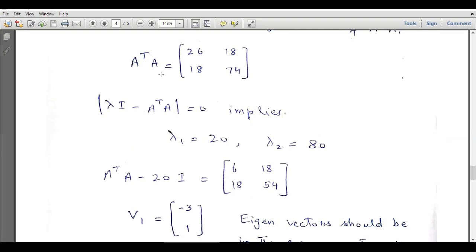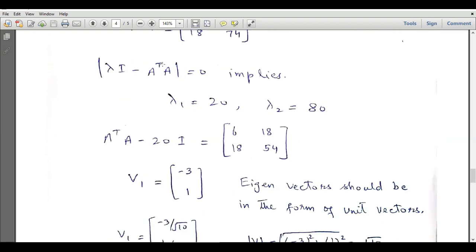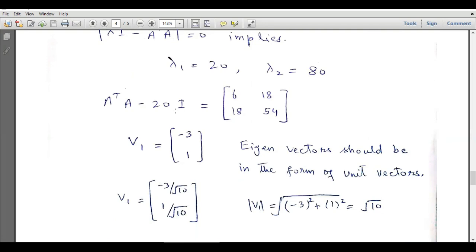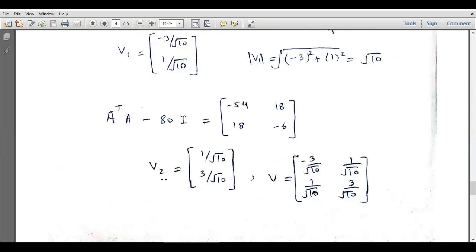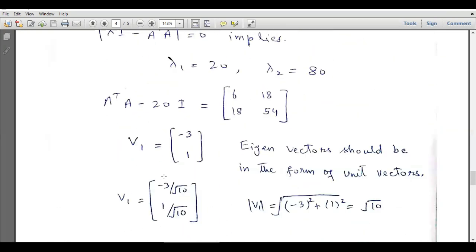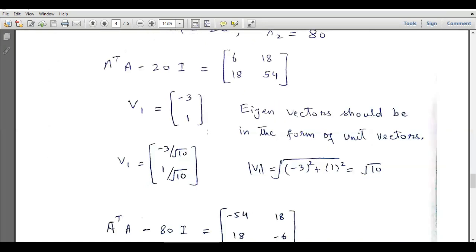Similarly, we can evaluate the eigenvectors of A transpose multiplied by A. So this is our first eigenvector V1, which is equal to minus 3, 1. And this is our second eigenvector V2. And we have to normalize our eigenvectors. So eigenvectors should be in the form of unit vectors. So these are the vectors. So let's convert them to the unit vectors.